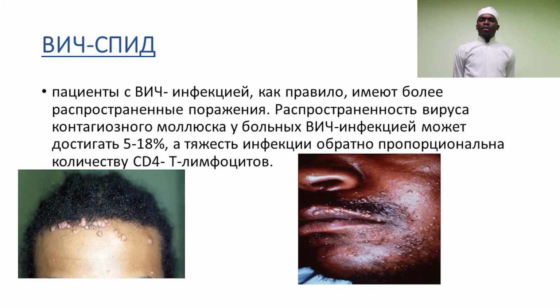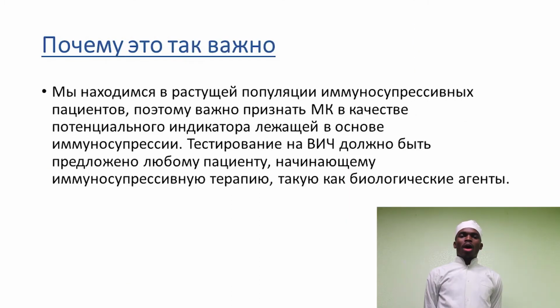Patients with HIV infection generally have more widespread lesions. Why is this so important? We are in a growing population of immunosuppressed patients. It is important to recognize Molluscum contagiosum as a potential indicator of underlying immunosuppression. Testing for HIV should be offered to any patient starting immunosuppressive therapy, such as biologic agents.